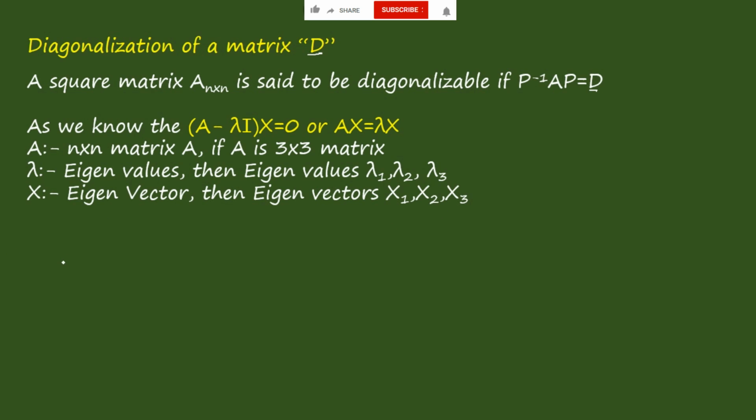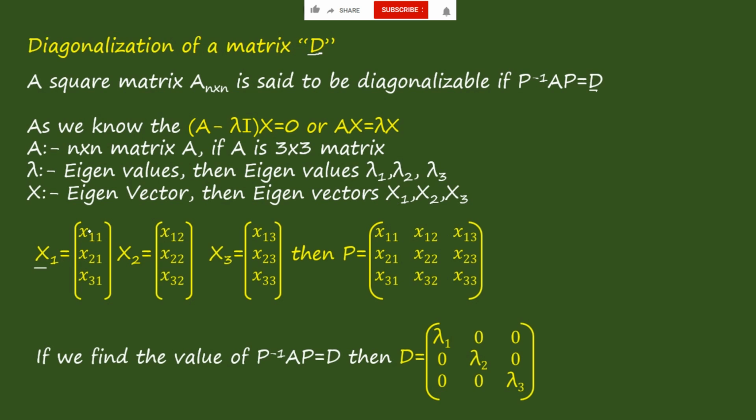If you write all these values in the form of a matrix, x1 as a column matrix, x2 as a column matrix, x3 as a column matrix, and combine all the eigenvectors into one matrix, it is known as P. Now when you multiply P inverse A and P, we get D, where the diagonal elements are the eigenvalues and other values are 0. So D is known as the diagonalization of a matrix, which is P inverse A into P. I'll be showing you the steps to solve the problems.